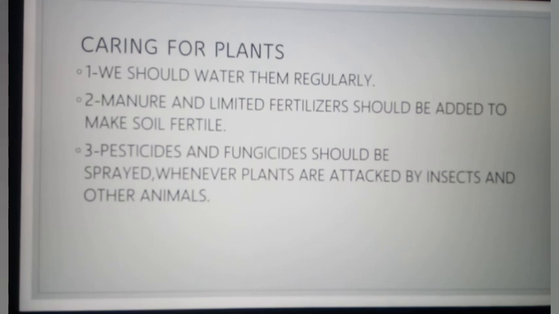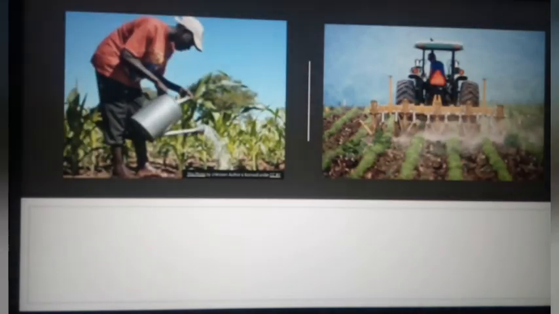So I hope about this chapter everything is clear. See here, they are spraying some pesticide. Here in the picture you can see a person giving water to the plants. In that way we can take care of plants.